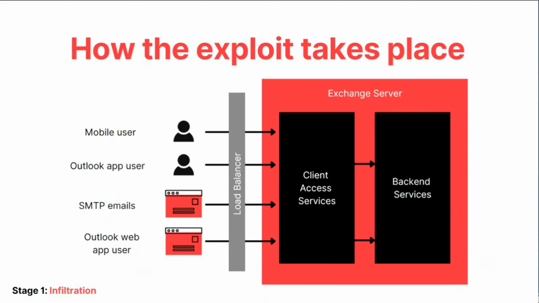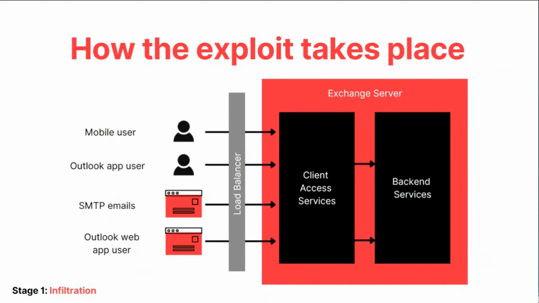So the Exchange server that's running on-prem, a user can access it from their mobile app. They can use their Outlook app. They can use SMTP traditional email, or they could use Outlook Web Access. They'd be able to access it from their mobile browser or their web browser on their desktop or their workstation or wherever, and get hold of their emails from the Exchange on-prem client.